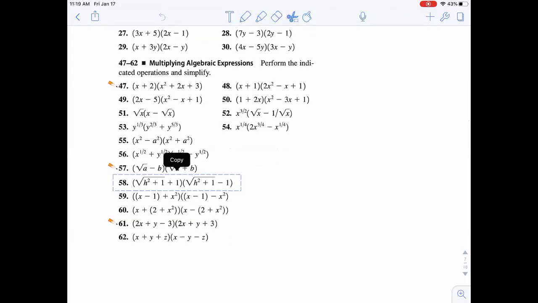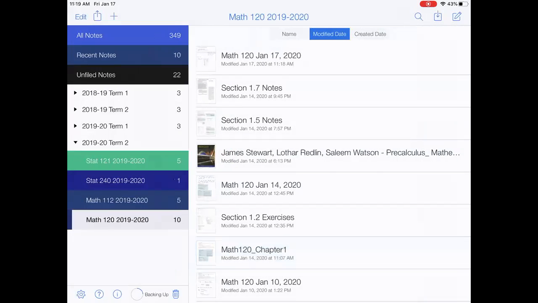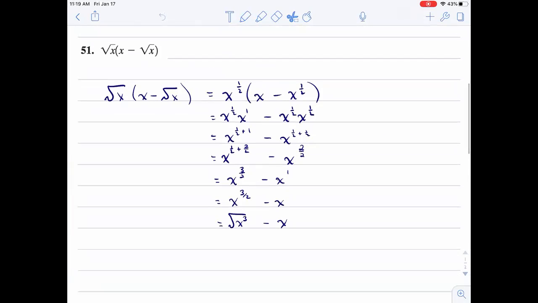One thing to keep in mind, because here we've got all these square roots and such: notice that as a rule, the square root of x times the square root of x just gives you x. And so we can go straight to that if we remember it. The square root of x times the square root of x is just x.